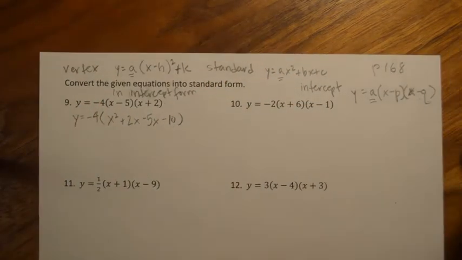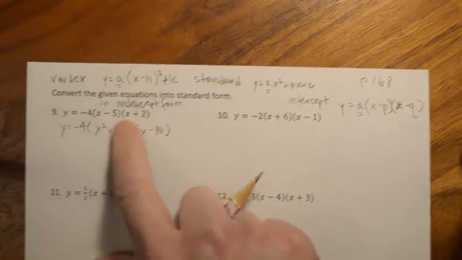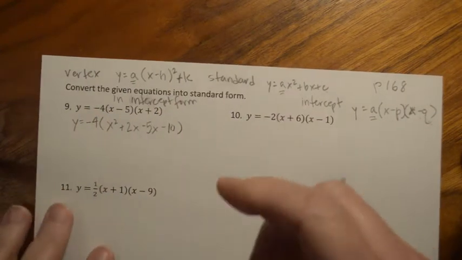All right. I'm getting closer. Again, I'm trying to get to this form right here. So I have gotten rid of one set of parentheses. So now it's just a single set instead of two.